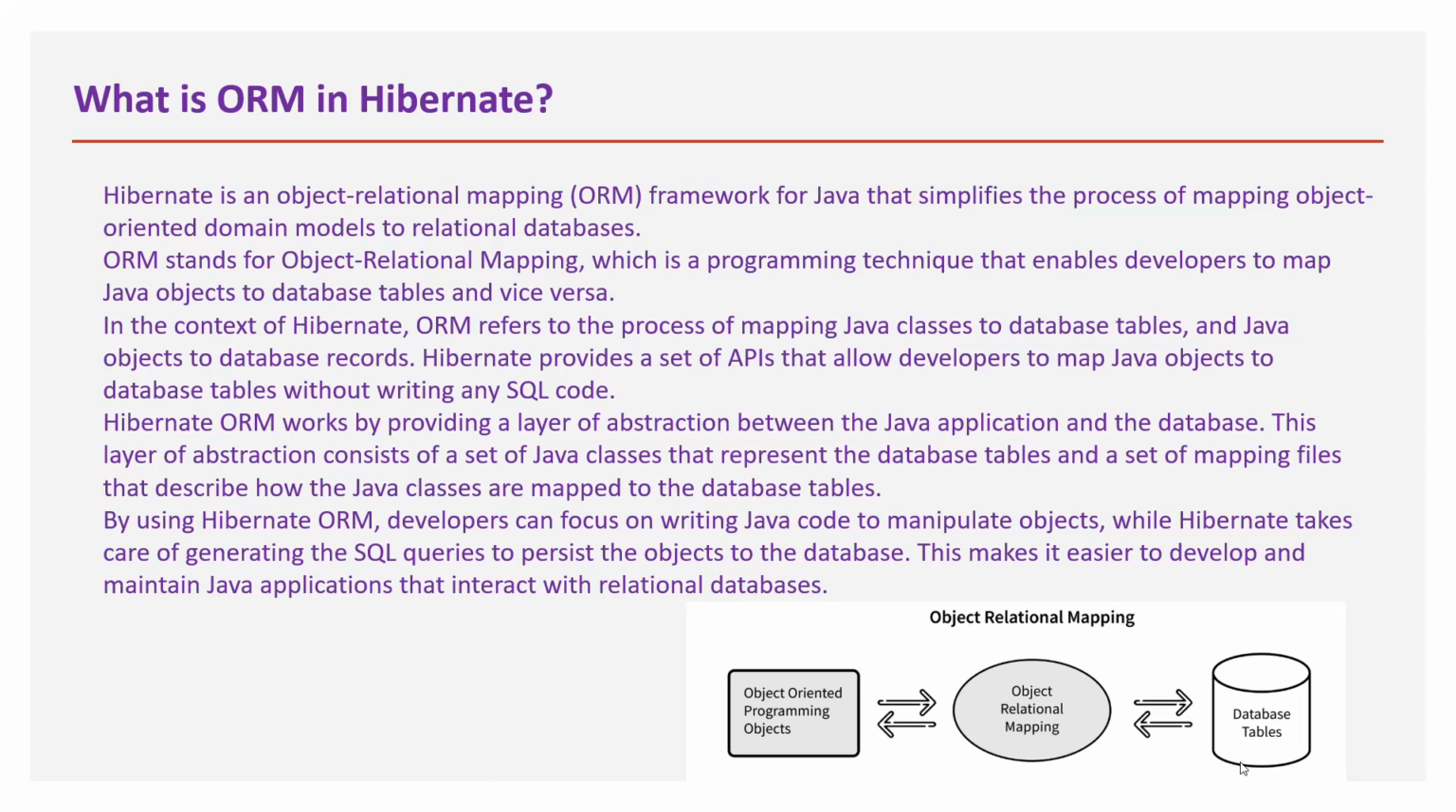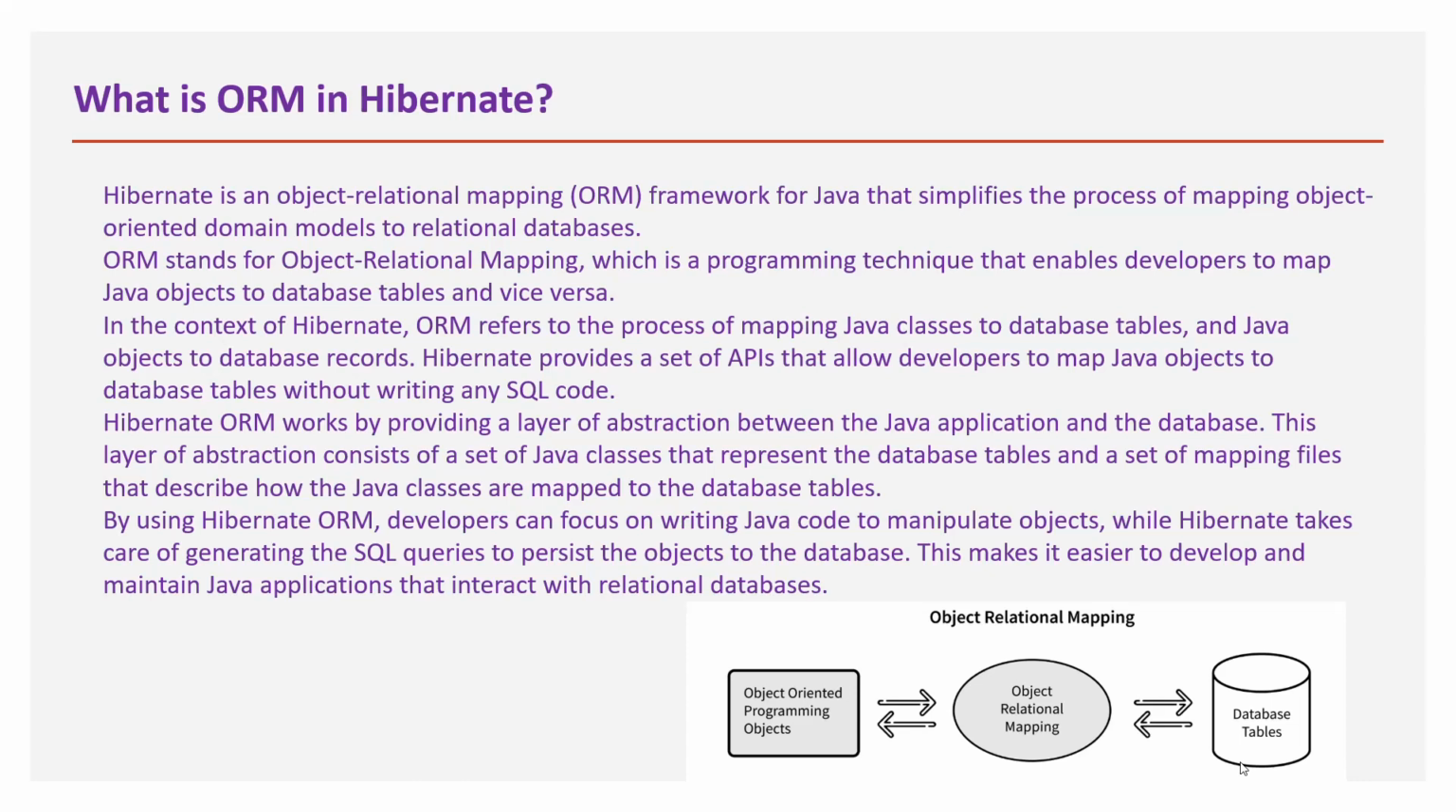Hibernate is an object-relational mapping (ORM) framework for Java that simplifies the process of mapping an object-oriented domain model to relational databases. ORM stands for Object Relational Mapping, which is a programming technique that enables developers to map Java objects to the database table and vice versa. In the context of Hibernate, ORM refers to the process of mapping Java classes to the database table and Java objects to the database records.